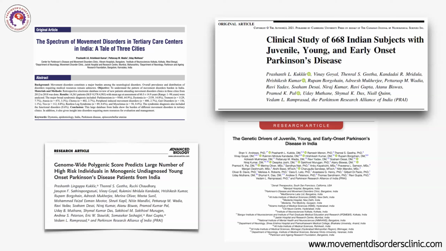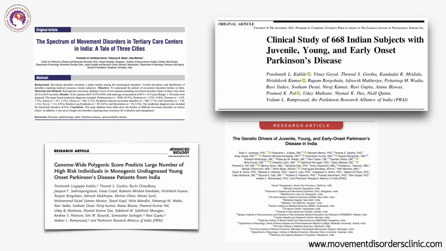We had a major study where we looked into the spectrum of movement disorder cases across India, and almost two-thirds of the patients who come to us have Parkinsonism as their clinical presentation. This is work we did from East India, West India, and South India, that is Kolkata, Mumbai, and Bangalore. This could be one of the pointer studies to understand the spectrum of movement disorders in India.